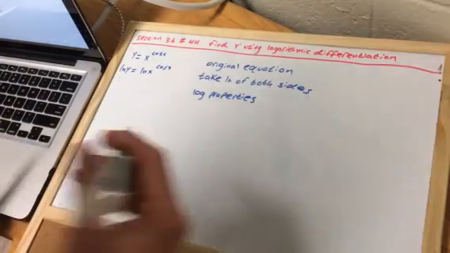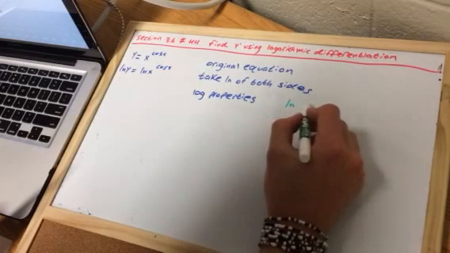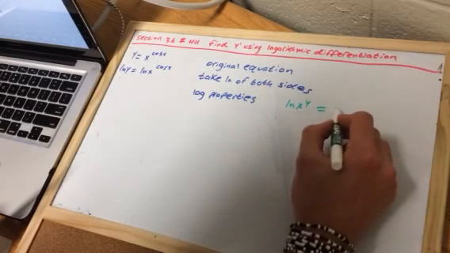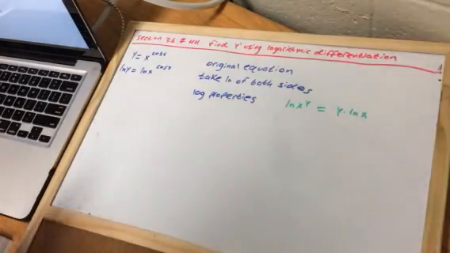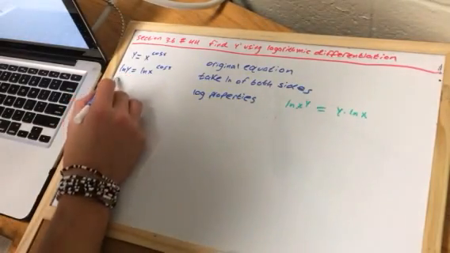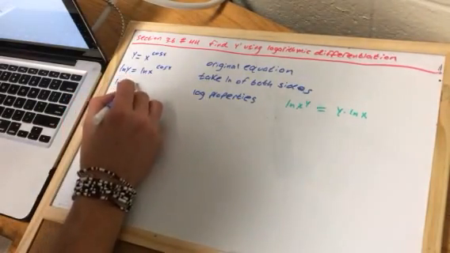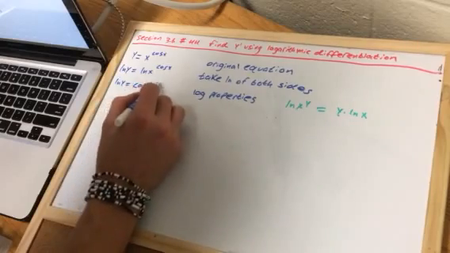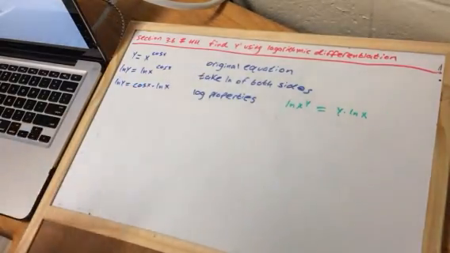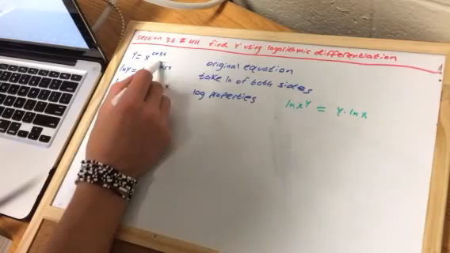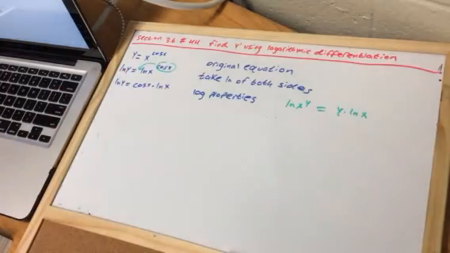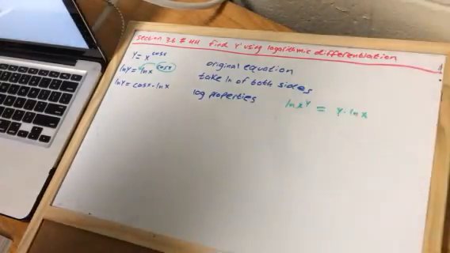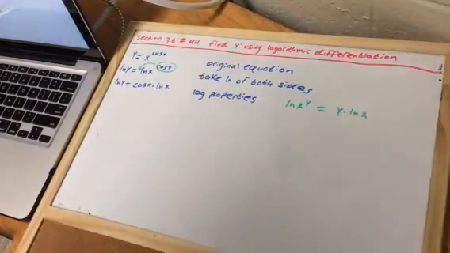So specifically the property we're using is ln of x to the y equals y times ln x. So when we use this property, we get ln y equals cosine x times ln x. So again, we just took cosine x, the exponent, and brought it down to the front using log properties. Alright, now we have it in a shape that we can actually differentiate.